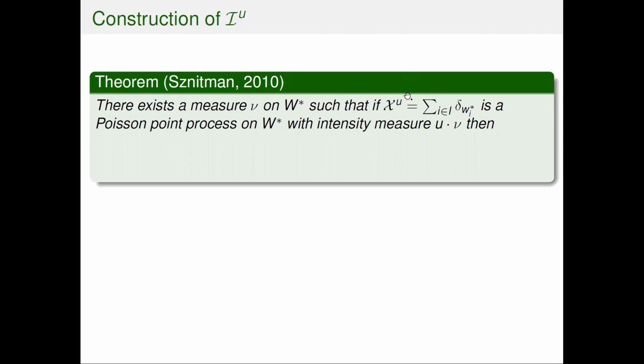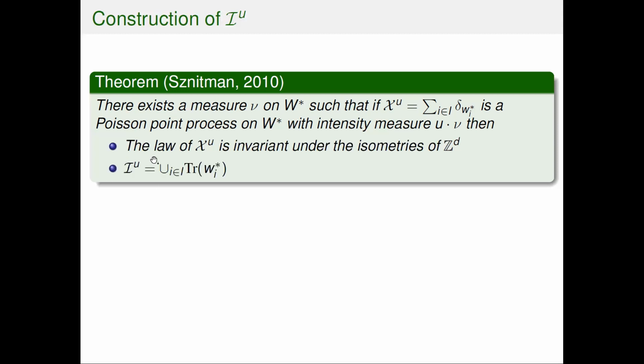If I denote by X superscript u a Poisson point process on this space, where the intensity measure of this Poisson point process is this parameter u times this measure nu, then first of all, this cloud of trajectories, the law of it, is going to be invariant under the isometries of Z^d. And if you look at this cloud of trajectories, then the interlacement at level u is going to be the set of sites visited by this cloud of trajectories. So this is the constructive definition.